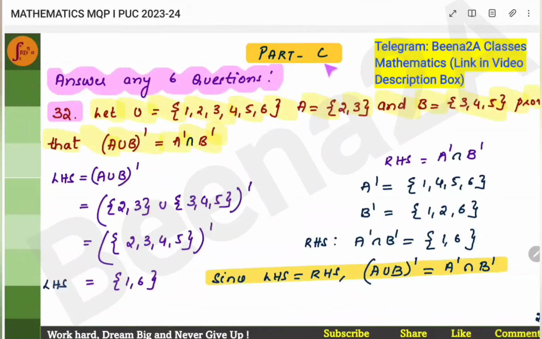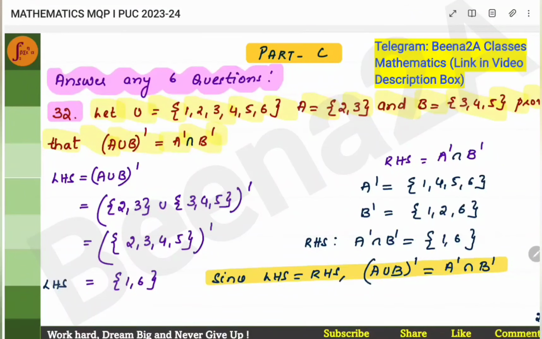So, let's look at part C related problems. Answer any 6 questions. So, the 32nd problem is: let the universal set be 1, 2, 3, 4, 5, 6. Set A is given, set B is given. Prove that the complement of A union B is equal to A complement intersection B complement.